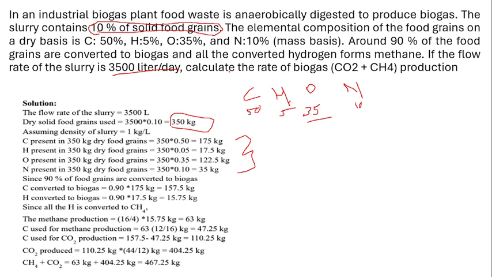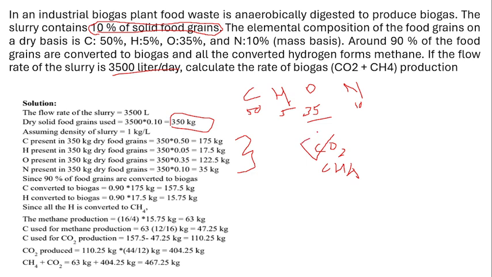Now, another data given is that around 90% of the grains are converted to gas. So, only 90% is converted to biogas. It is not 100% efficient. So, the remaining 10% is going to be there as the food grain itself. For the production of the biogas, CO2 and CH4, what are used is carbon, oxygen, and hydrogen. So the oxygen is there, hydrogen is there, carbon is there.